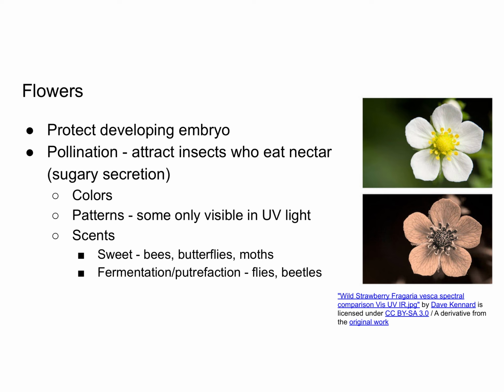So we're going to take a closer look at the structure of a flower and what's in the middle of that flower. The flower is designed to really protect the gametophytes, so protecting the male and female reproductive structures. And then it also helps to protect the developing embryo until the fruit forms around it. Flowers also help with pollination.